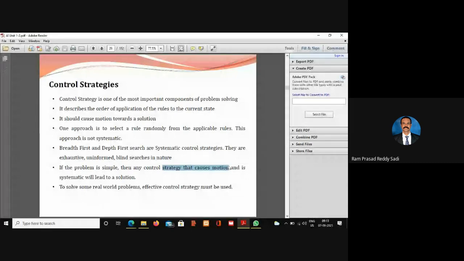But if you would like to really solve real world problems, a larger problem, then definitely this blind strategy, this random selection, will not be a true method. So we need to go with an effective control strategy. That is the role of control strategy. Generating a set of rules or a state space is one step, but applying them effectively is the key step. That's the reason we normally combine these two, problem solving and control strategies.